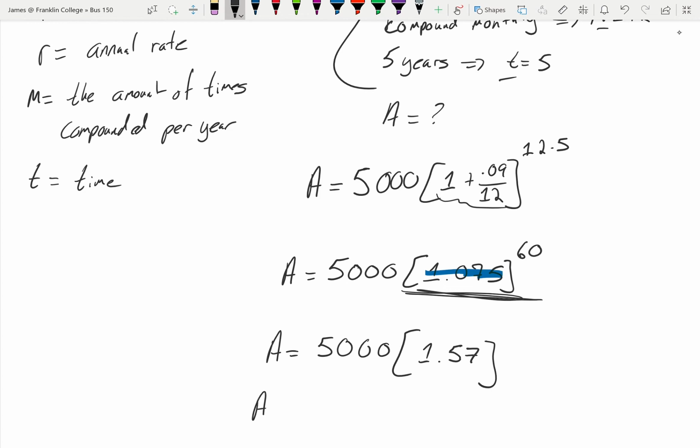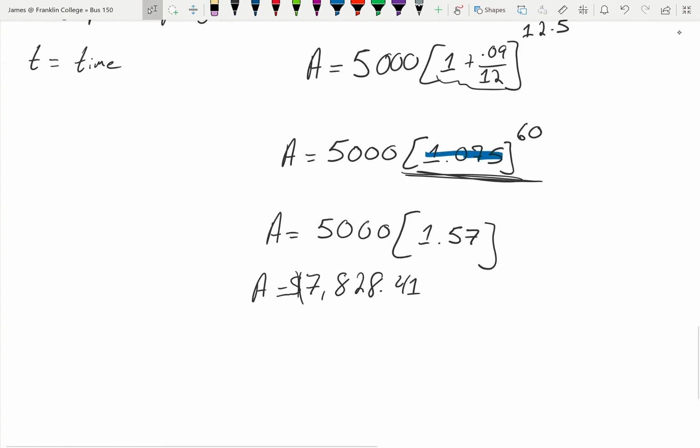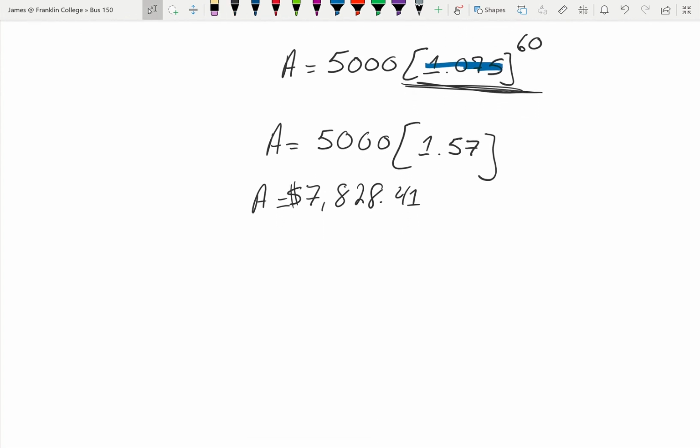And then we know that A equals $7,828.41. So that's how much money is going to be in our account at the end of 5 years. We originally invested $5,000. At the end of 5 years, we're going to have $7,828.41. So that's how much is going to be there. And then we can ask, hey, during the duration of this investment, how much did we earn in interest? Interest earned.